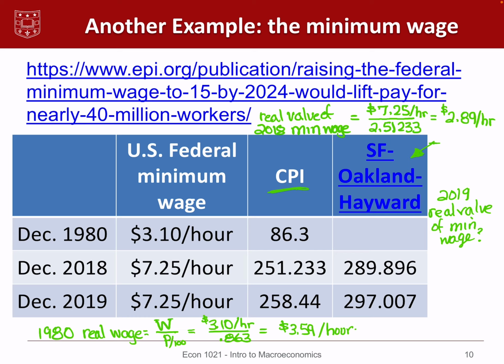And just for giggles, for extra practice, you could look at the real value of the minimum wage in San Francisco, Oakland, Hayward in 2018 and 2019, and just see how much lower it is than what we found in our earlier discussion.